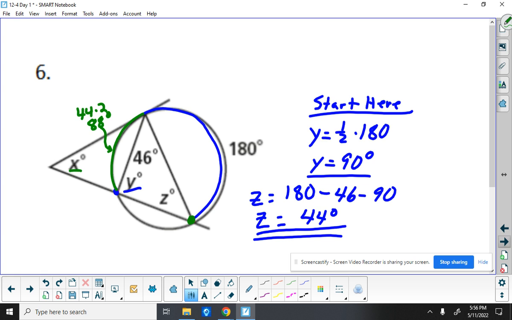Now, another way I could have done that, I could have used this 180 that goes all the way around out here. I could have used the 46 to figure out this one, and that 46 would have made this 92. I could have subtracted the 180 and the 92 from 360, and that also would have given me the 88 up there. So that's another way of getting that. Bottom line, I'm at that point now where I can solve for x.